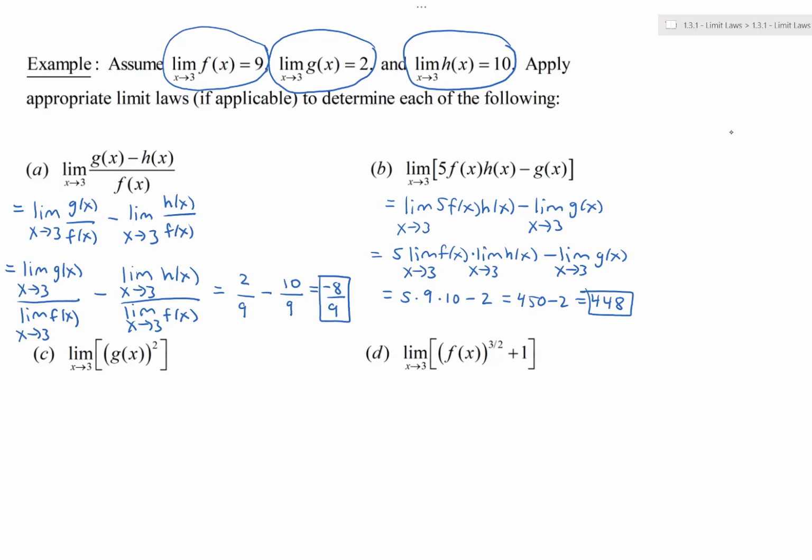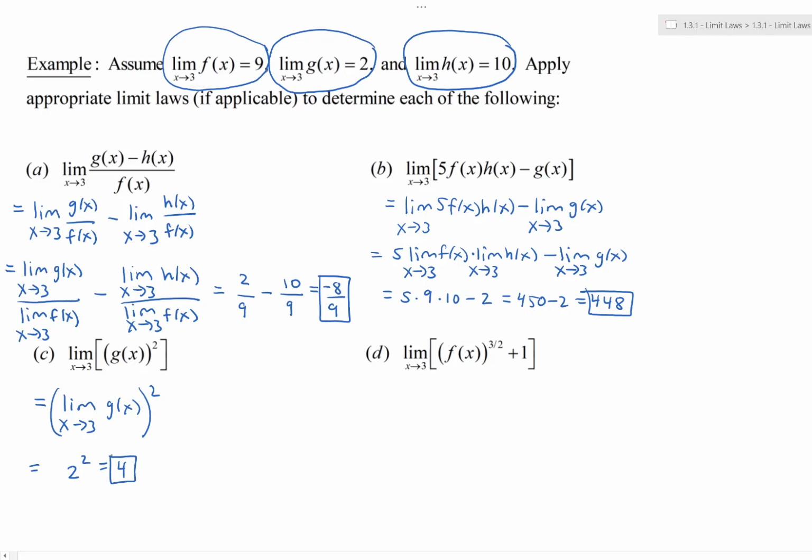In part C, the limit as x goes to 3 of g of x squared. So it's that power rule where the power of the function is a positive whole number. So according to the laws, this should be the same as limit x goes to 3 of g of x, and take that entire limit and raise it to the power of 2, or square it. Again, it's because we already know the limit as x goes to 3 of g of x exists. What is that limit? It's 2. 2 squared, 4. Bam.